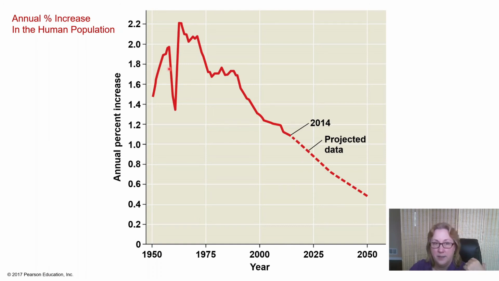This big dip here was due to a famine in China that killed millions of people and prompted their one-child policy, because they crunched the numbers and realized that this was going to happen again if they didn't decrease their population growth.